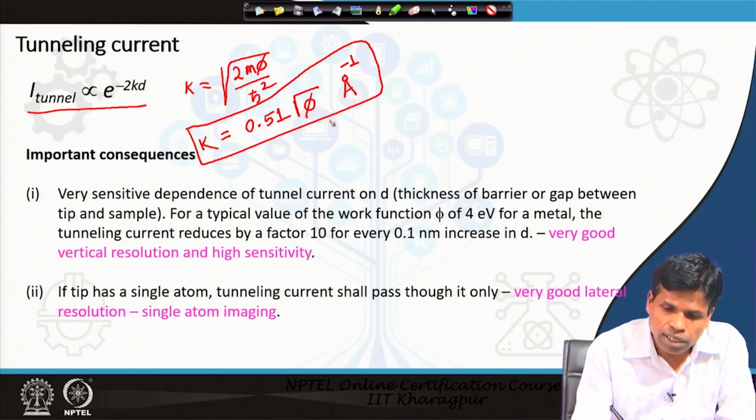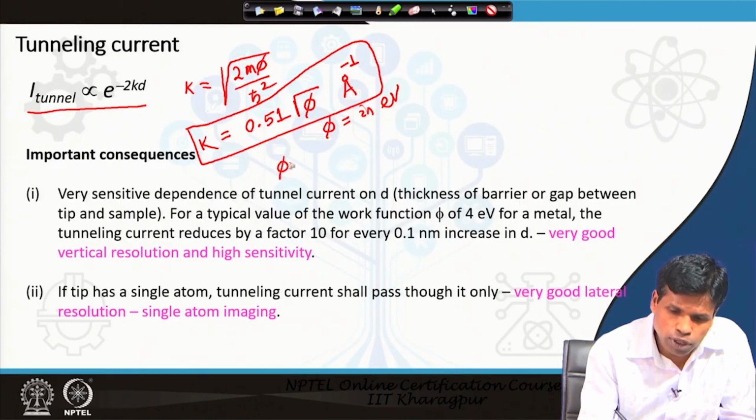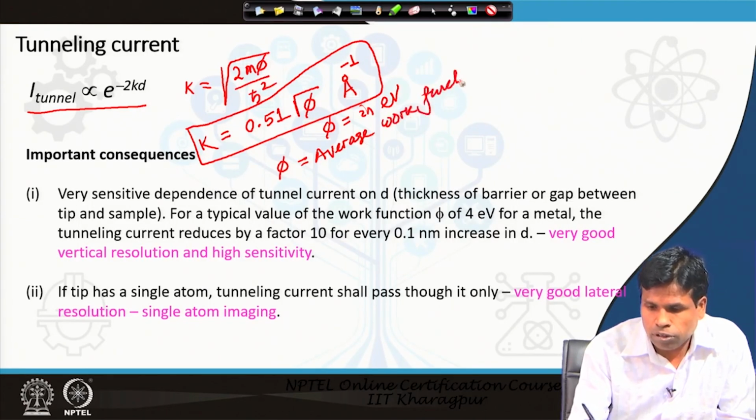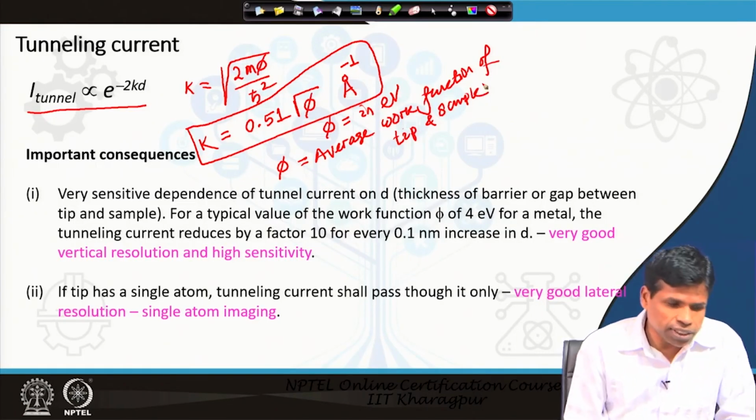So, here remember phi is in electron volts, with the unit of electron volt, and here phi is the average work function of the tip and sample.